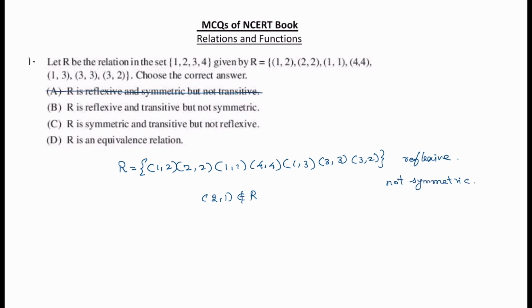It says that it is symmetric. C option is also wrong. Here also it says that it is symmetric. D is also wrong because if it is an equivalence relation, it should be symmetric. So the correct option is B. And you can check transitive condition is satisfied. For all (a, b), (b, c) belonging to R, (a, c) is also there.